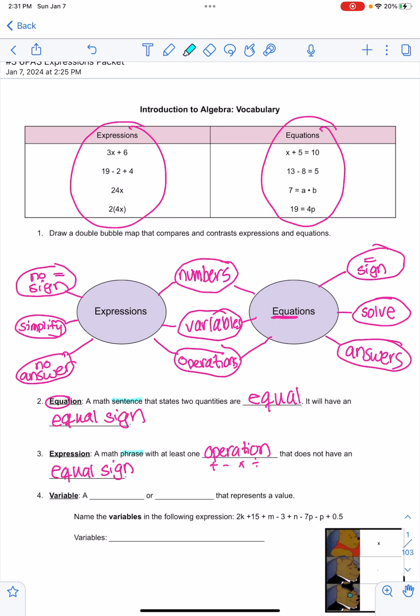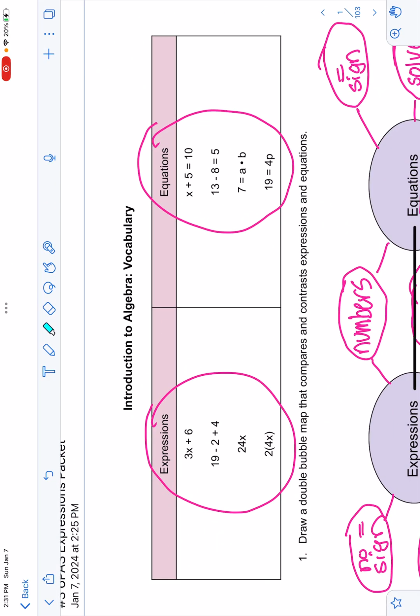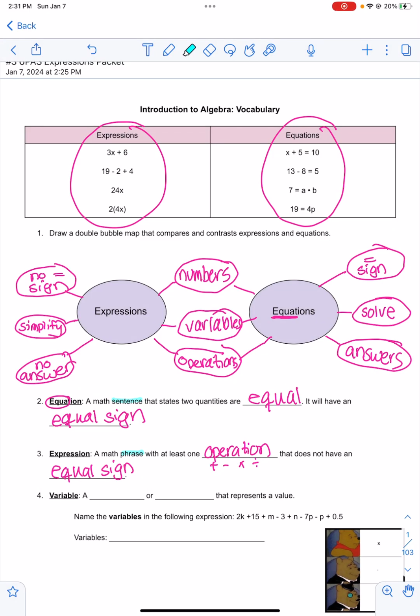All right, variable. A variable is a letter, oops, better lock that screen, still in highlighter, letter or a symbol, did you guess it, that represents a value.